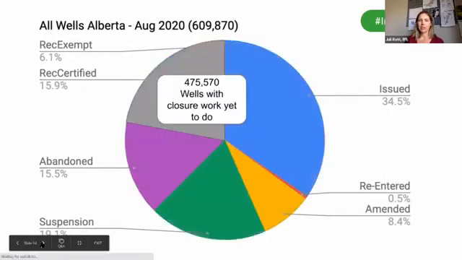The next section of the pie are the wells that have work left to be done. 475,570 is the number of wells in Alberta that have closure work left to do. That's ranging. Some of those are still producing. Many of them are producing, especially the ones in the blue and yellow, but anything in the purple and green aren't making any money anymore. So this is what Alberta has to deal with in the coming years as these assets age. So the next slide.